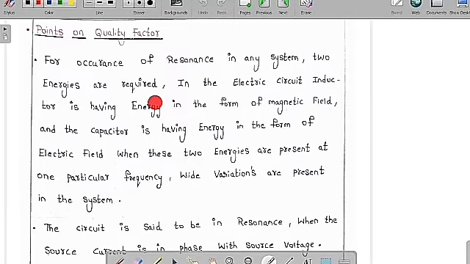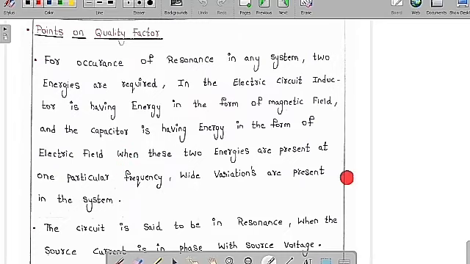Otherwise, we are not going to get the resonance. In the electric circuit, the inductor has energy in the form of a magnetic field and the capacitor has energy in the form of an electric field. Always, the inductor is going to have the energy in the form of the magnetic field, whereas the capacitor is going to have the energy in terms of the electric field.